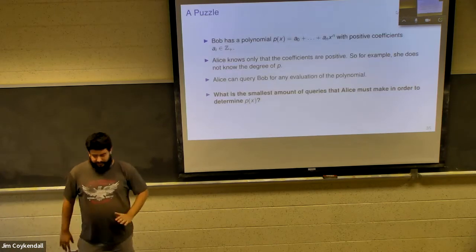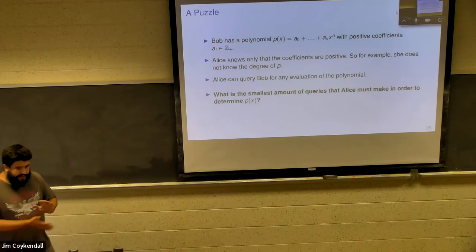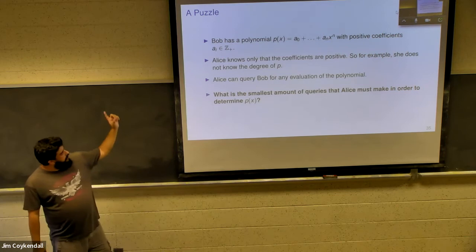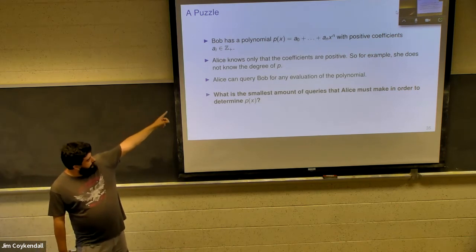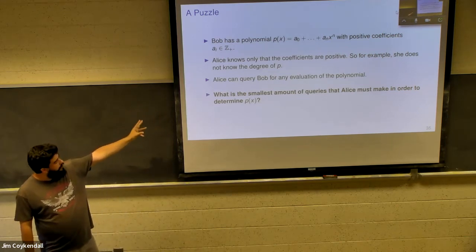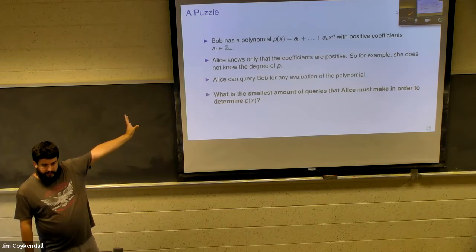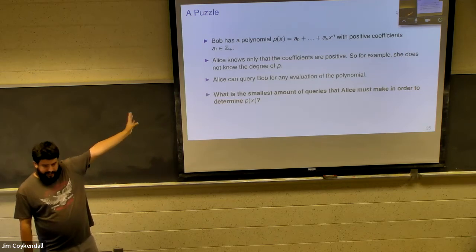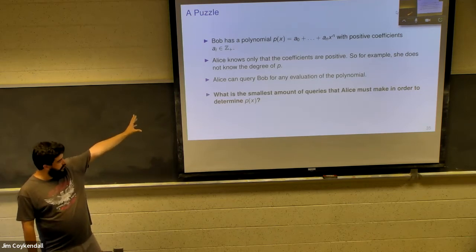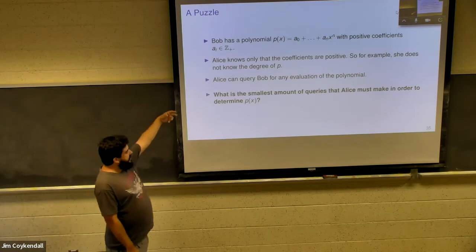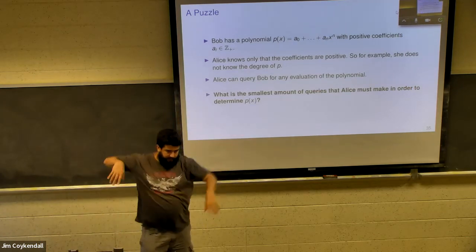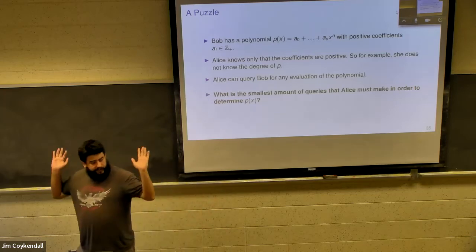And the puzzle, you made it. So, fun puzzle. Let's say Bob has a polynomial with strictly positive coefficients. None of them are 0. And Alice only knows that. She knows that he has a polynomial with strictly positive coefficients, but she does not know, for example, the degree of the polynomial. It could be degree 10 to the 50.